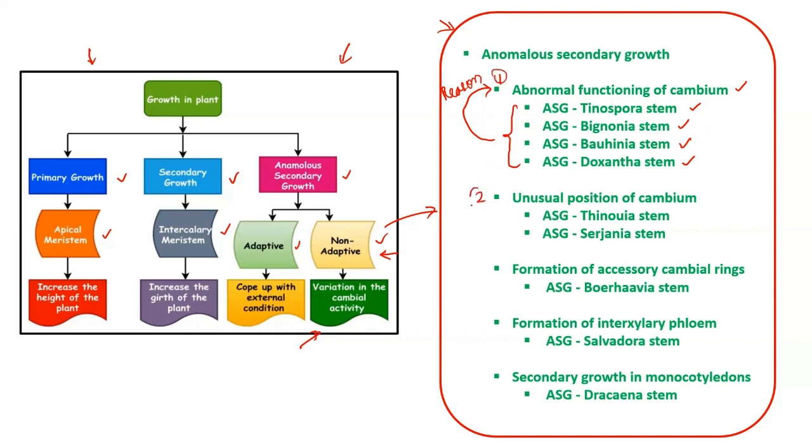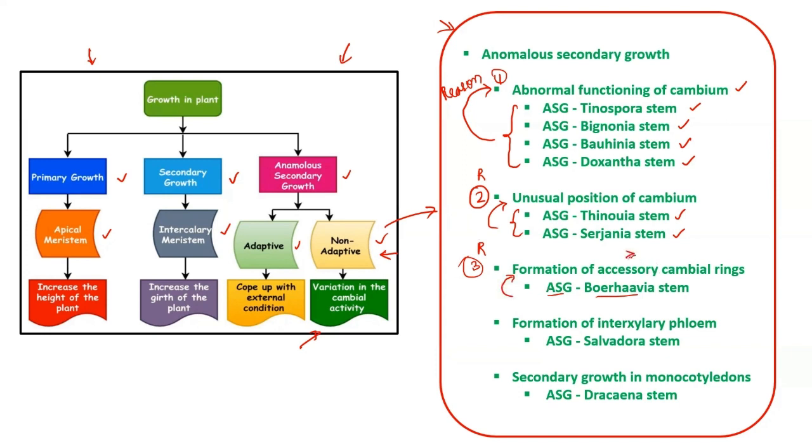Now let us talk about the second reason, and the second reason is unusual position of the cambium. The cambium is unusually placed. Now anomalous secondary growth takes place in Thunbergia stem and Sergenia stem. So these are the two plants that show the anomalous secondary growth because of the unusual position of the cambium. Then when we talk about the third reason, why this anomalous secondary growth takes place in Boerhaavia stem. So anomalous secondary growth takes place in Boerhaavia stem because of the formation of more than one cambial rings.